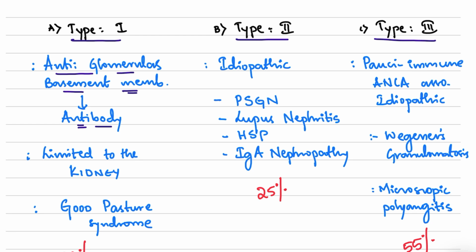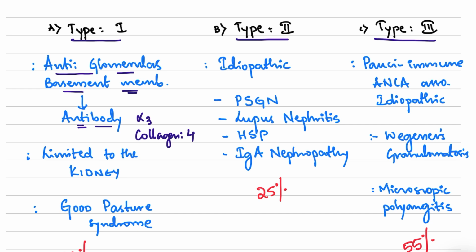Sometimes it might be limited to the kidney. These anti-glomerular basement membrane antibodies cross react with the alpha 3 chain of collagen 4 of the glomerular basement membrane. And because of molecular mimicry, the same collagen is also present in the pulmonary alveolar basement membrane.